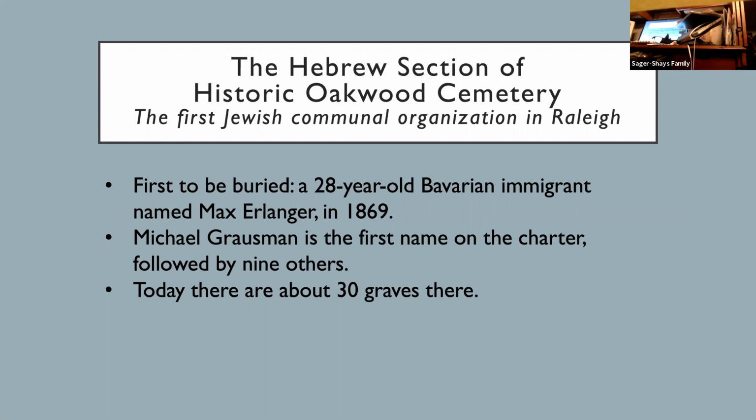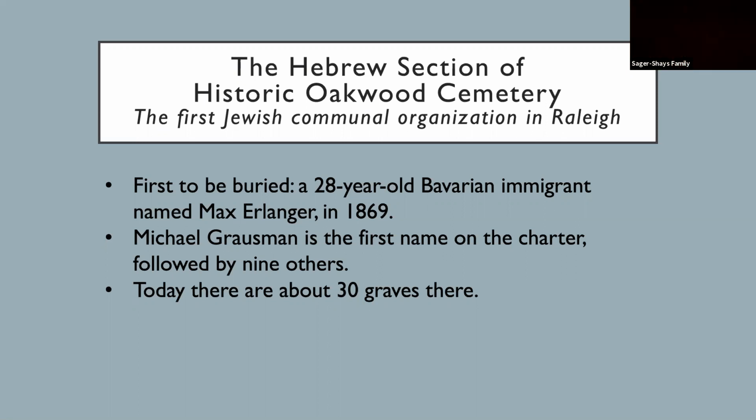There's an expression that when Jews begin living in an area, first you get the cemetery, then you get the school, then you get the synagogue. The priority is to get a consecrated piece of land for burying Jews first. Michael Grossman is the first of the 10 names on the charter, and he was as good as a rabbi as we could have. He was a tailor, but very well trained, and he and his wife served as hosts of the congregation in their home.